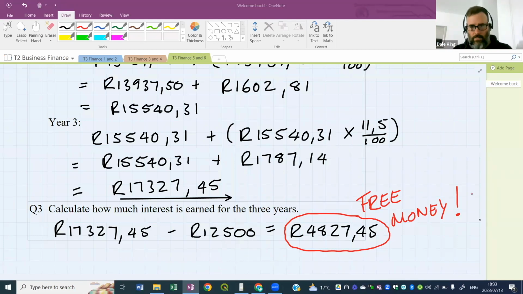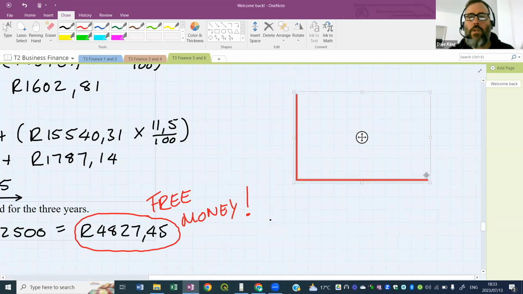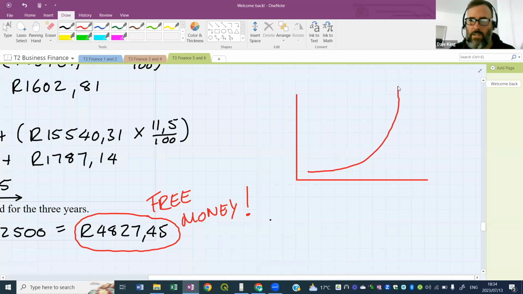I'm going to digress here, and then we're going to take a break. I'm going to draw a graph. The compound interest graph, the growth, doesn't do this. It's not a linear graph like you guys are used to. The simple interest graph grows like that, a straight line. The compound interest graph, ladies and gentlemen, does this. It skyrockets.